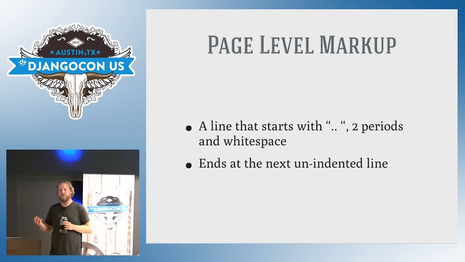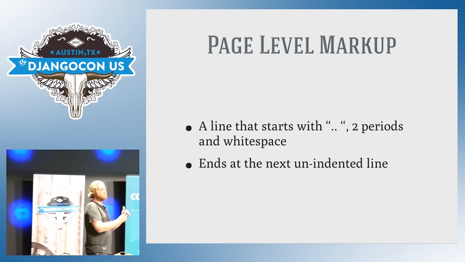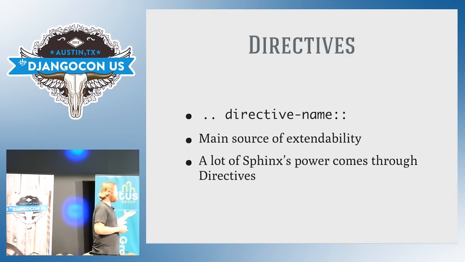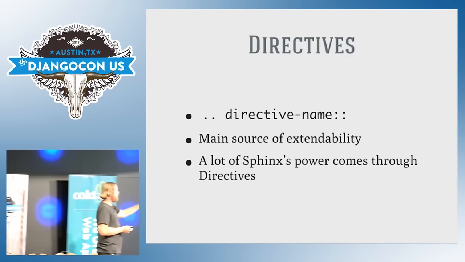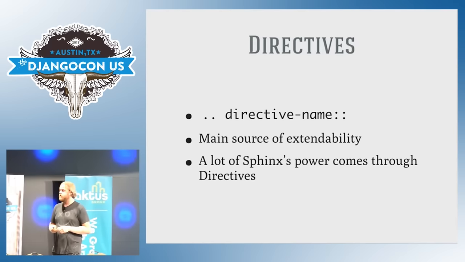So the big thing, as you just saw with that contents directive, is it has the concept of page-level markup. And that's a line that starts with two periods and a space, and then some other markup. And it ends at the next unindented line, very similar to Python. So directives are the main example of this. So you have dot, dot, directive name, colon, colon, as with the contents example previously.